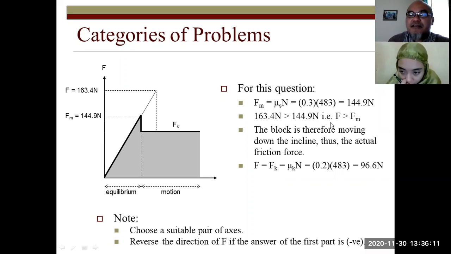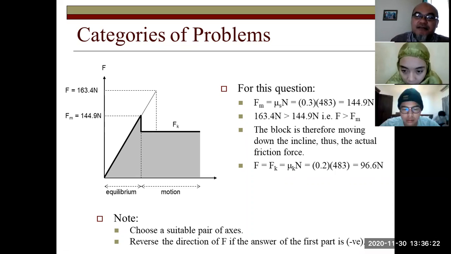What does it mean? It means that the friction force is already larger than Fm. It is already moving. It's not in equilibrium anymore. The block is already moving. So we have to calculate the real kinetic friction force, which has to be calculated from Fk.